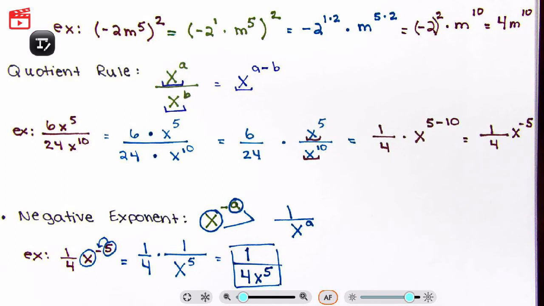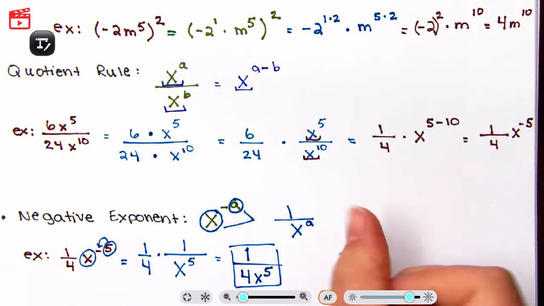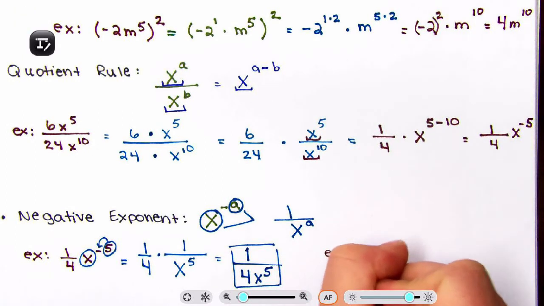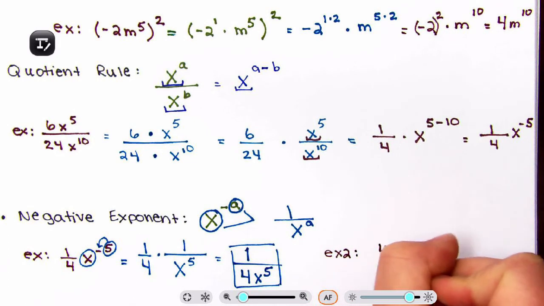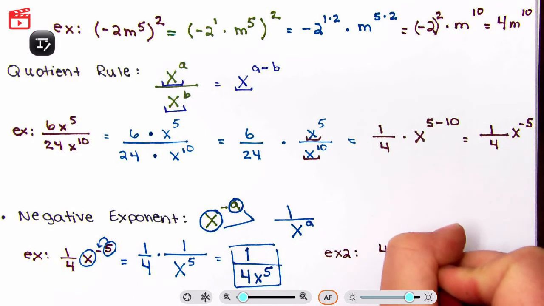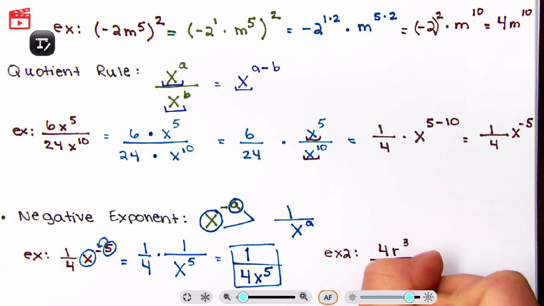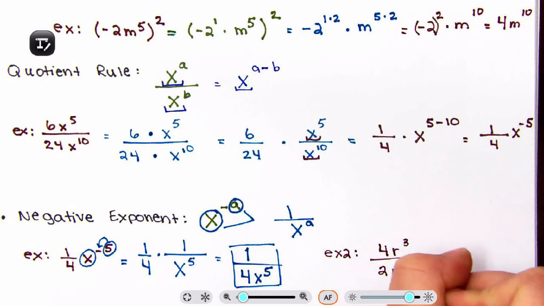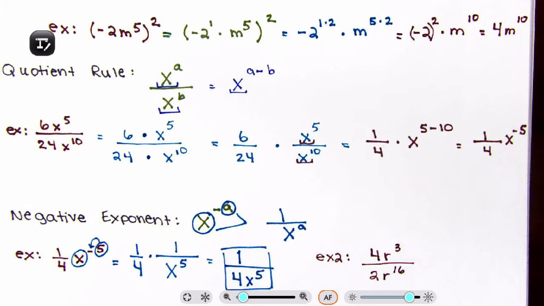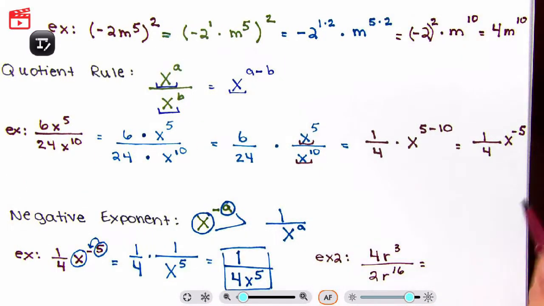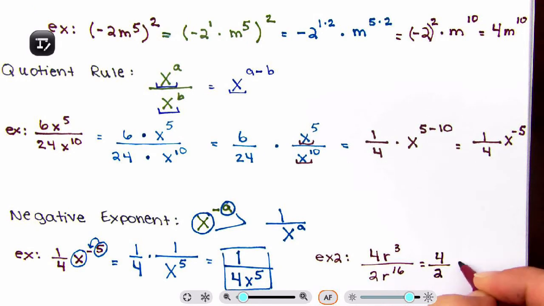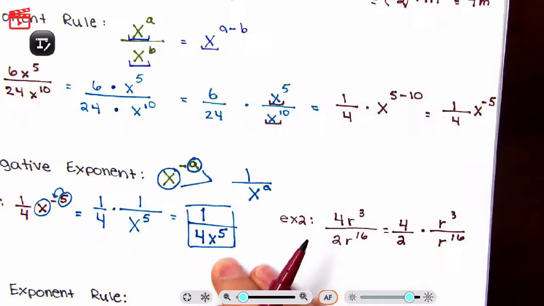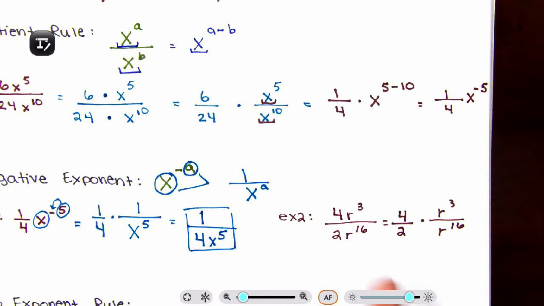Let's do one more example. And let's do 4r cubed over 2r to the 16th. So let's separate this out just like we were doing with the quotient rule. So we have 4 over 2 times r cubed over r to the 16th power. Running out of space here, that's okay.